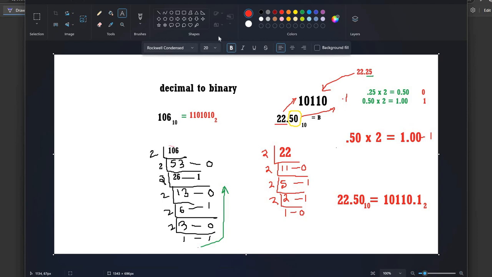This value will be 0, 1. So we need to write in this order.